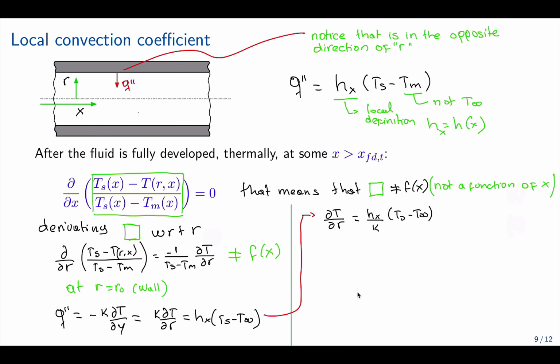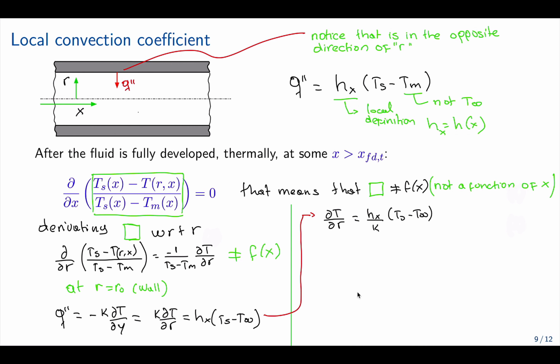Local convection coefficient in a pipe. In this case, we have a fluid through a pipe and the heat transfer is occurring between the surface of the pipe and the fluid, and the heat transfer is from the wall to the fluid, or from the fluid to the wall if the temperature of the fluid is higher than the temperature of the wall. In either case, it is perpendicular to the surface.